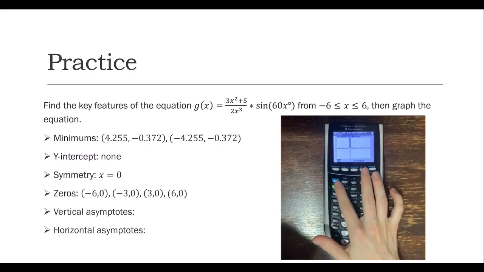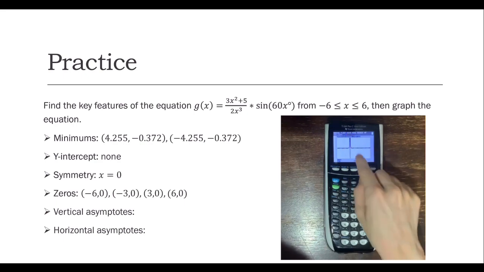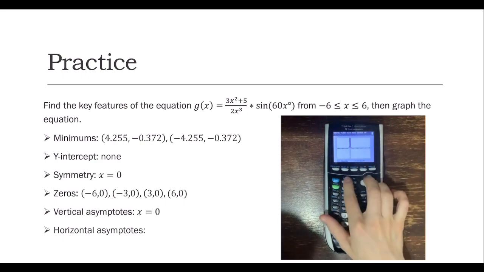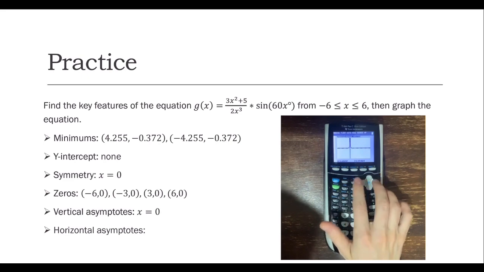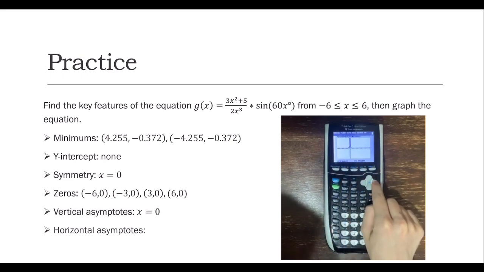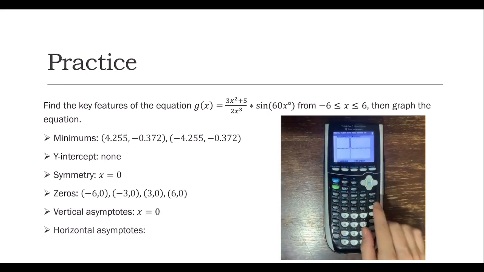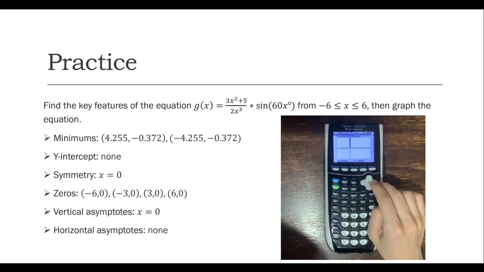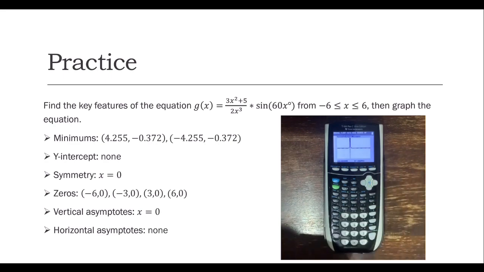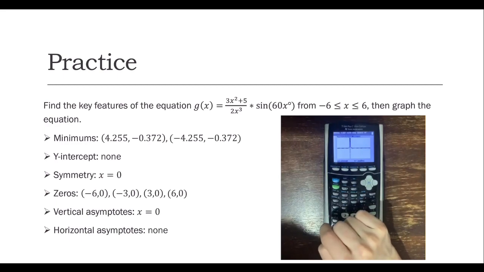The next thing we have is our vertical asymptote, which is going to be at x equals 0, because as you get closer and closer to 0, so if we click trace, as you move towards x equals 0, your y is going to go up to infinity, and then as you move towards 0 from the left, it's going to go up towards infinity. So you have a vertical asymptote at x equals 0. And then we don't have any horizontal asymptotes because there's no value that our y value is approaching as x moves to the right or the left. So those are all of your key features for this graph between negative 6 and 6.